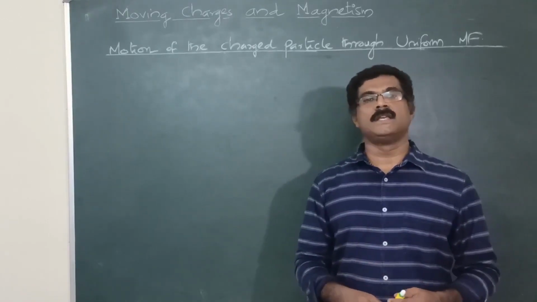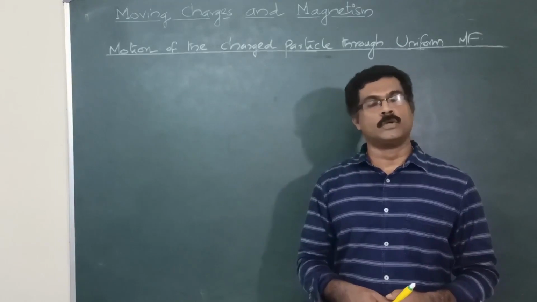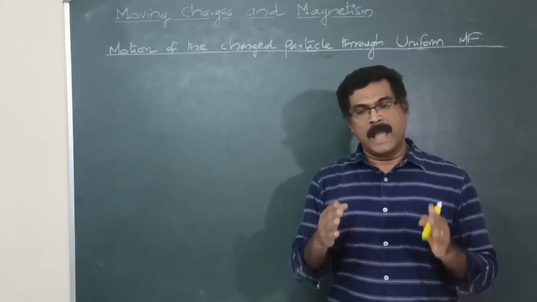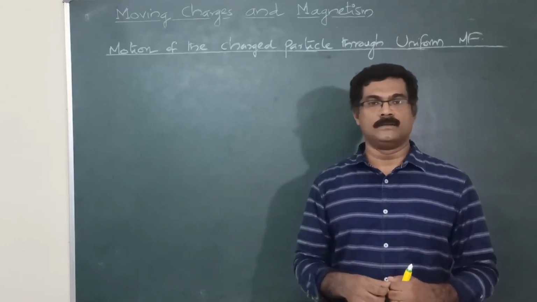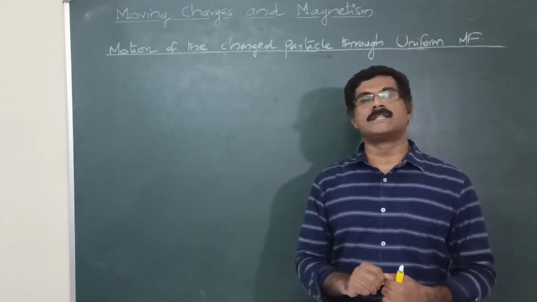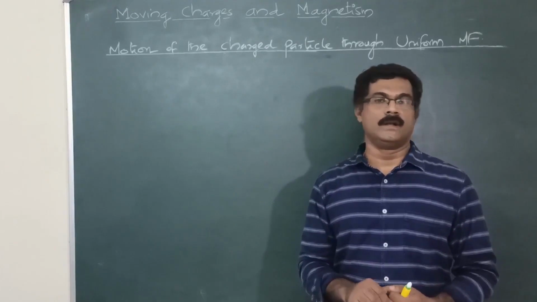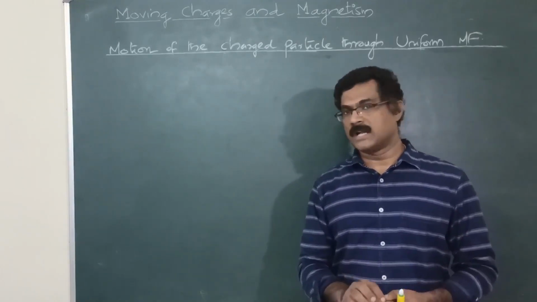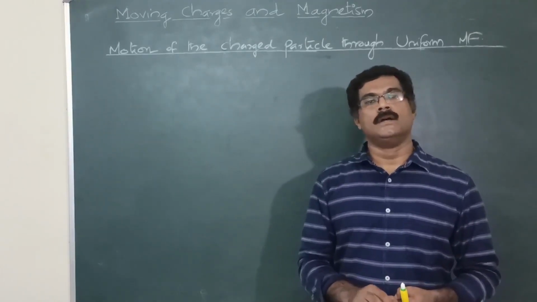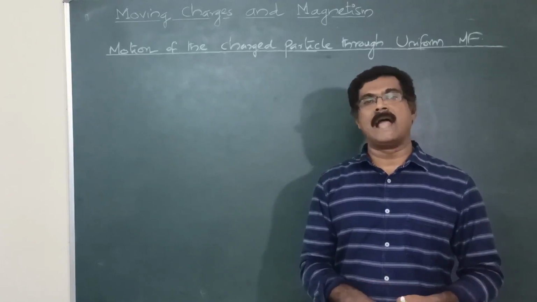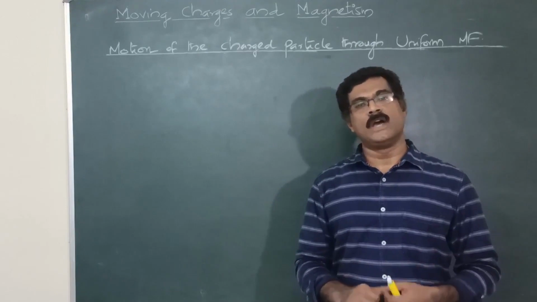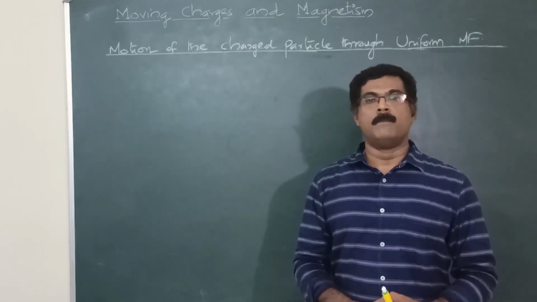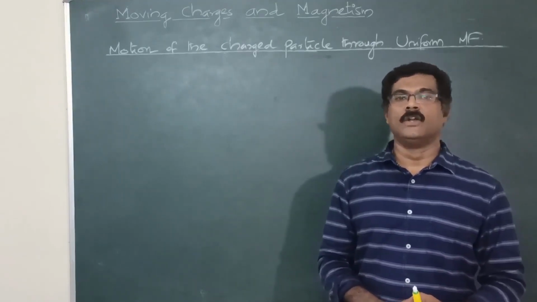Here I am explaining this thing in three cases. The first case is the motion of the charged particle through a magnetic field parallel or anti-parallel to the field. Second one is charge is moving perpendicular to the field, and third one is charge is entering the field by making an arbitrary angle theta. In all these cases we are solving the problem by finding the magnetic Lorentz force.